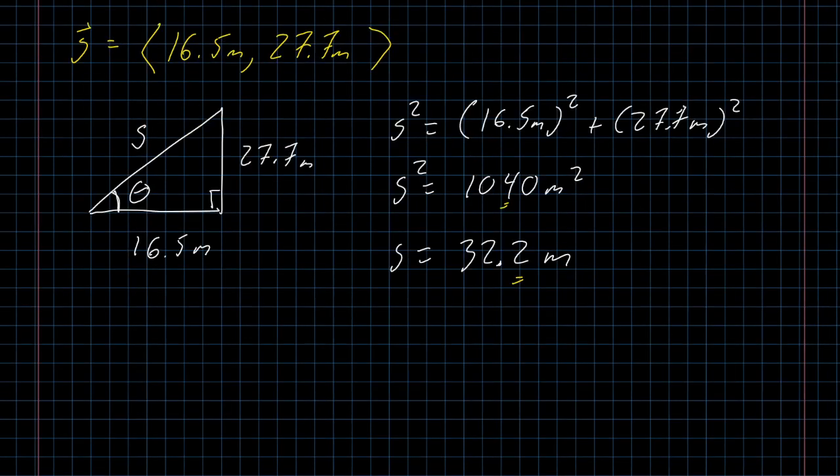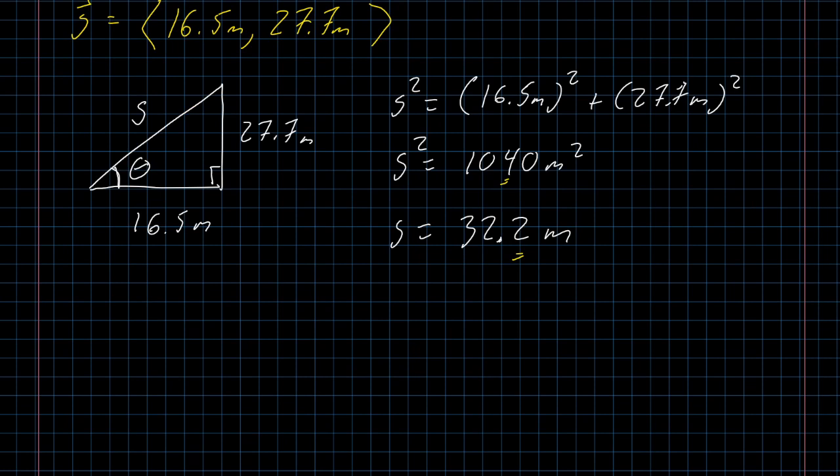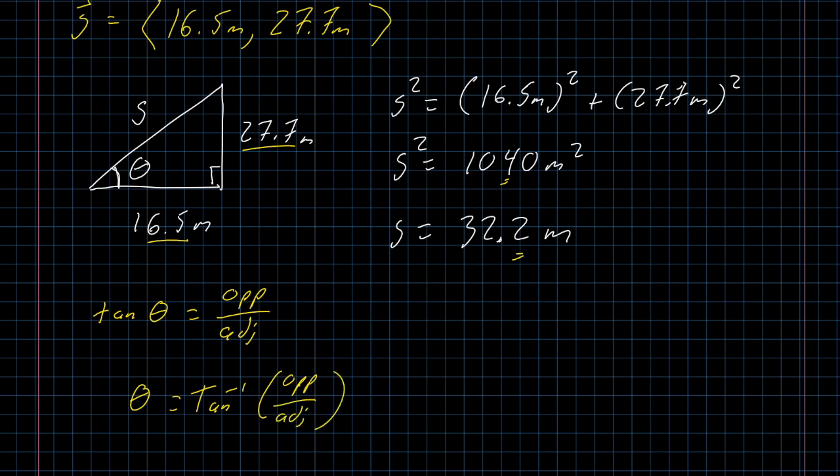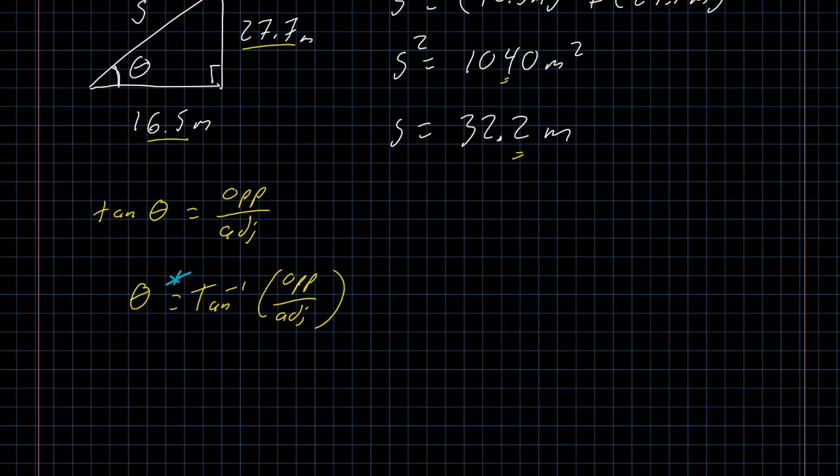Now to find the direction, we're going to need to worry about that angle. Let's see, we have the two legs, and the relationship between the two legs of a triangle is the tangent. Tangent of theta is the opposite over the adjacent, which means that theta itself is the inverse tangent of the opposite over the adjacent. Although I do have to put a big asterisk on the equal sign here. In this particular example, that's going to work perfectly fine.